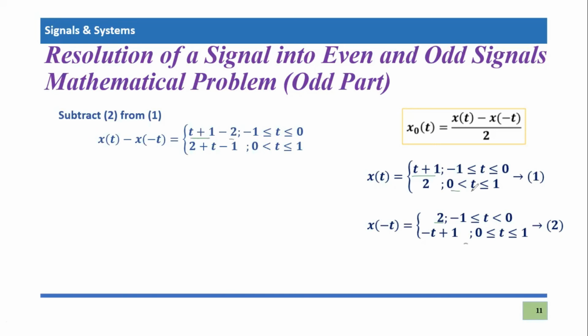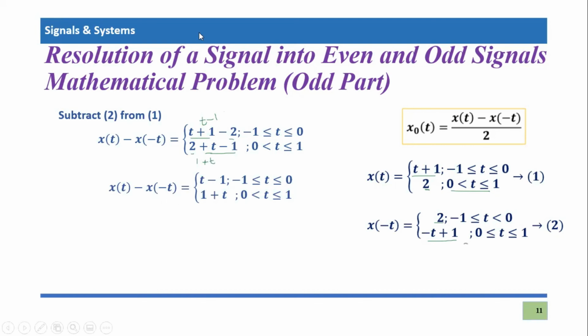Again, for the interval from 0 to 1, the value of the original signal x of t is 2. So 2 is here. And x of minus t is minus t plus 1. So if you are going to subtract, minus t would become plus t, and plus 1 would become minus 1 because we are subtracting it, right? Now we need to just solve the equation. So t plus 1 minus 2 would become t minus 1, right? And 2 minus 1 would become 1 plus t, right? So if I'm going to show you, the modified equation would be this one. I hope you can see that.